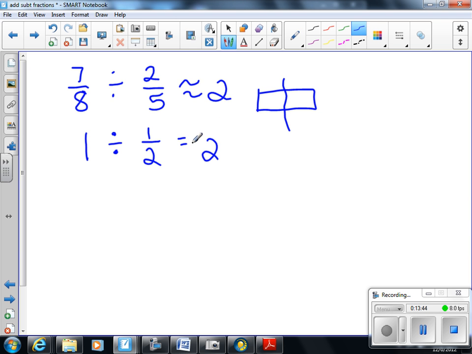Any other questions? Okay, today we focused on estimating fractions.